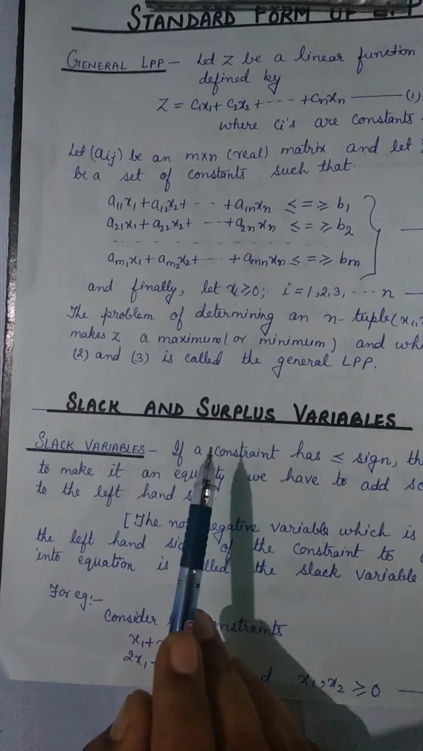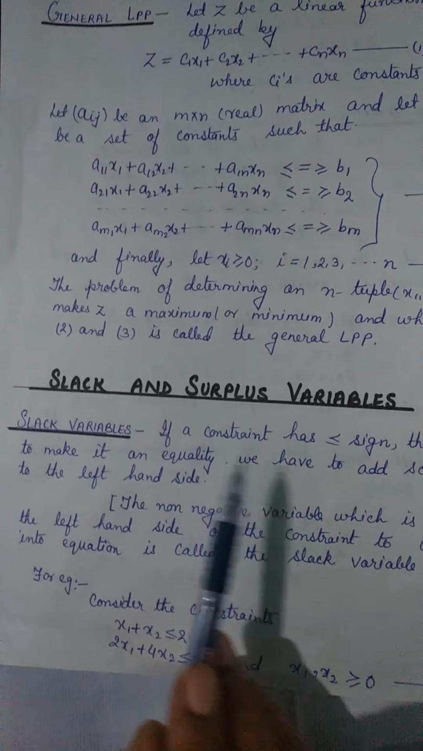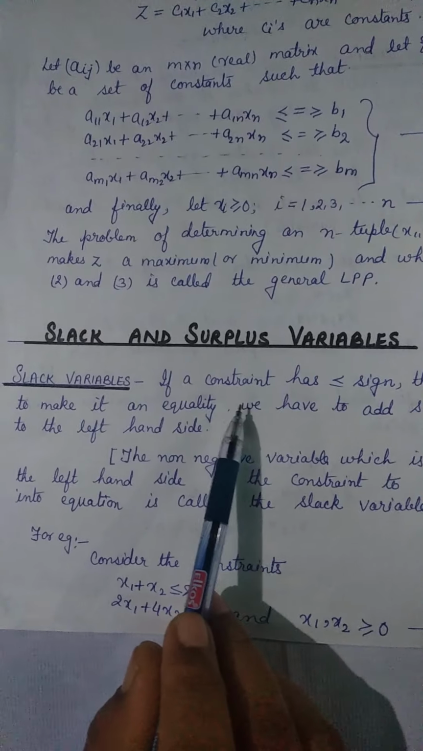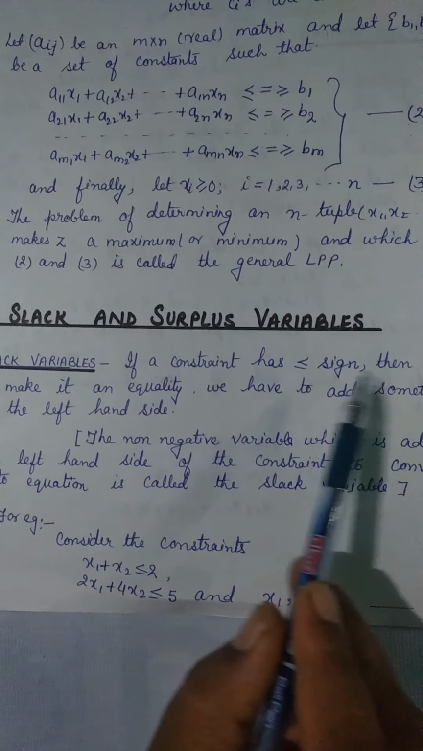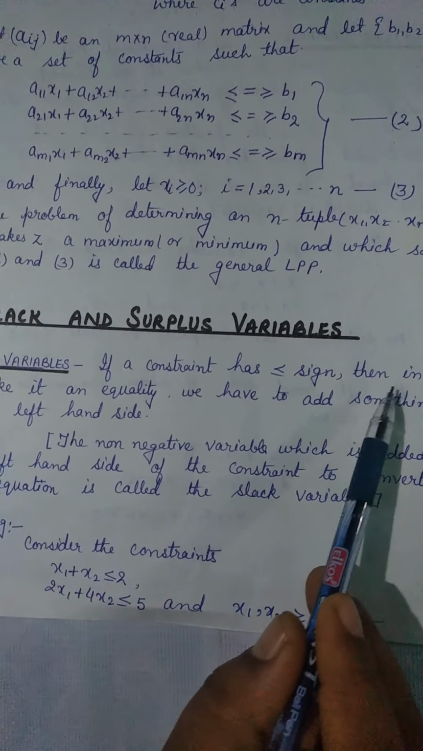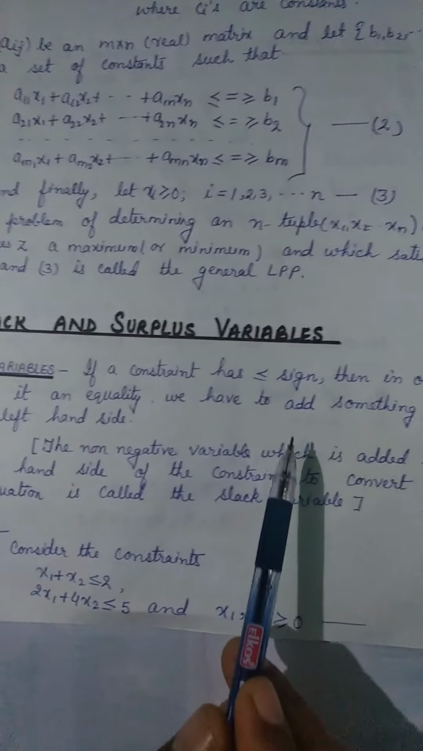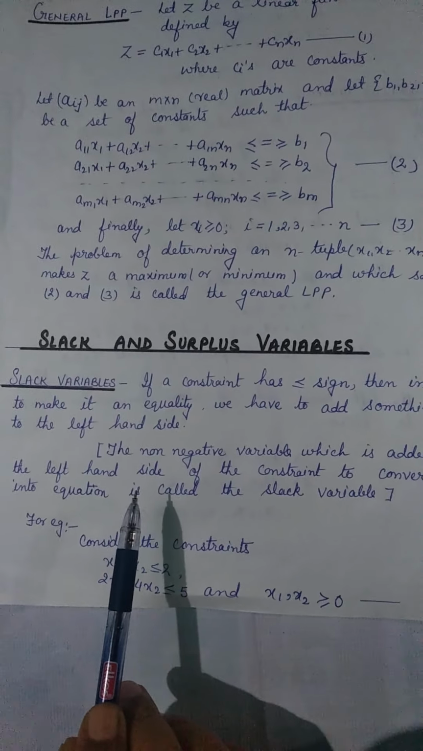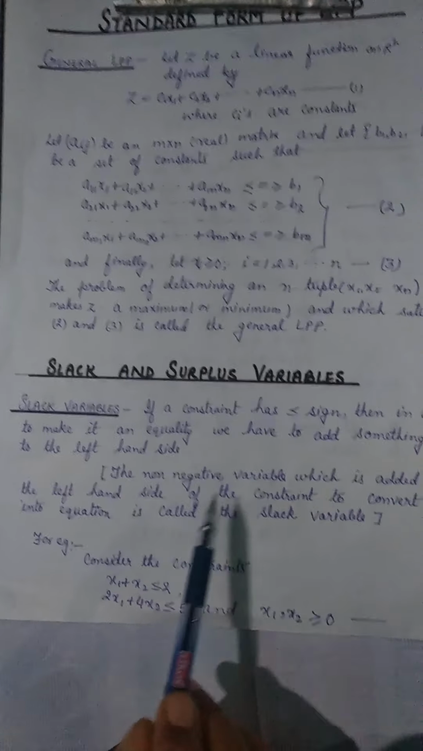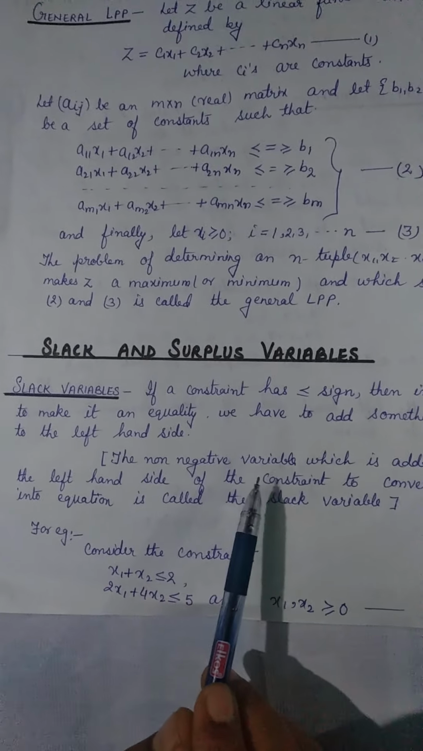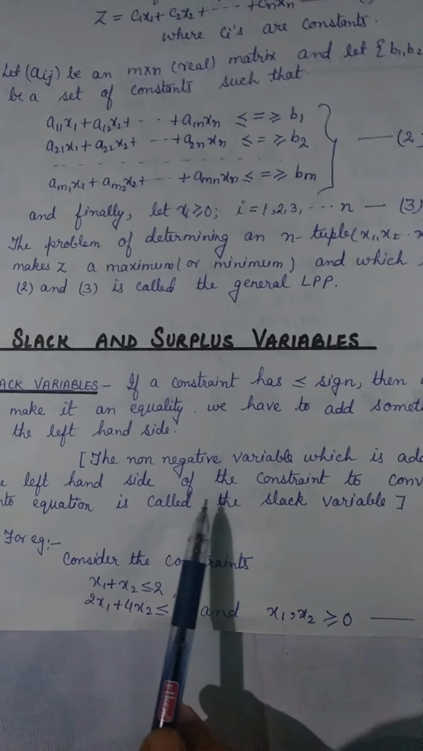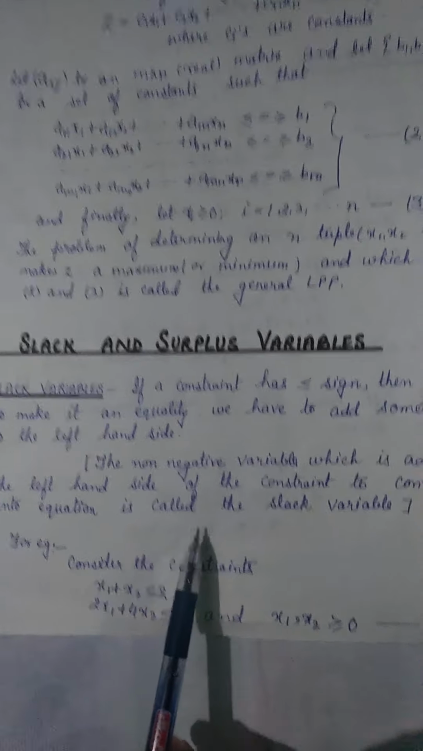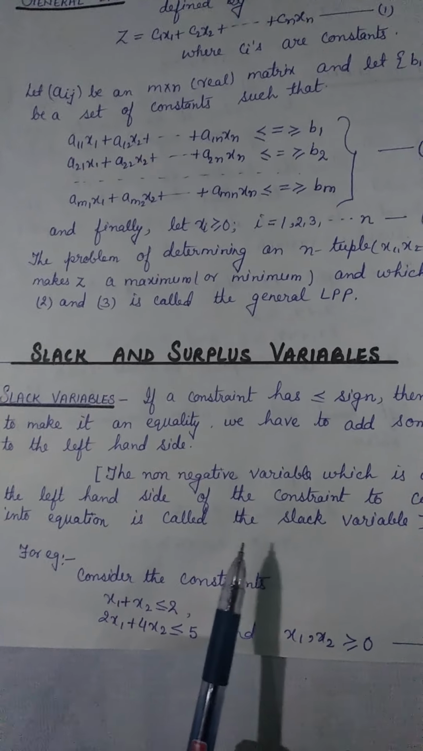We will see now what are slack and surplus variables. So let us start with slack variables. If a constraint has less than or equal to sign, then in order to make it an equality, we have to add something positive to the left hand side. So what is a slack variable? The non-negative variable which is added to the left hand side of the constraint to convert it into an equation is called the slack variable.